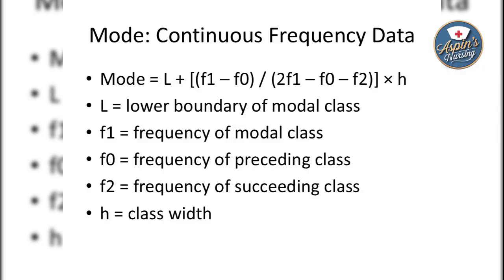For continuous frequency data, the mode is calculated using a formula that involves the frequencies of the modal class and its neighboring classes, along with the class width. This method helps identify the most frequent class in grouped data.